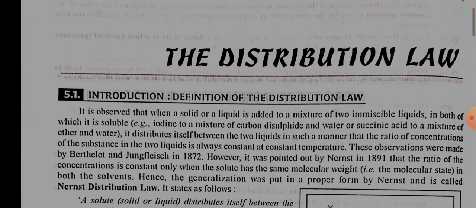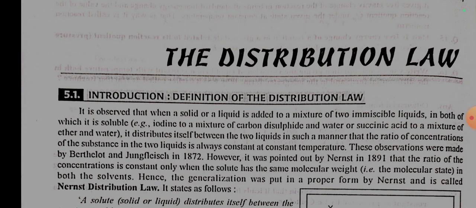The distribution law. Introduction. Definition of the distribution law. It is observed that when a solid or a liquid is added to a mixture of two immiscible liquids in both of which it is soluble, for example iodine to a mixture of carbon disulfide and water, or succinic acid to a mixture of ether and water, it distributes itself between the two liquids in such a manner that the ratio of concentrations of the substance in the two liquids is always constant at constant temperature.